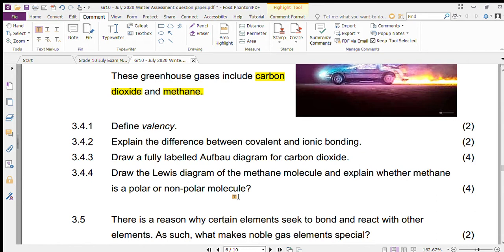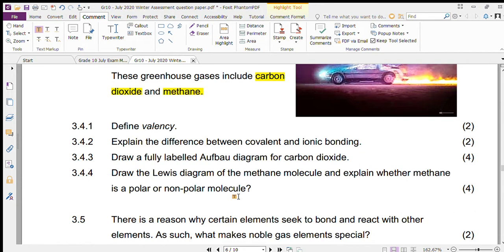3.4.2, very simple question, and this was easy marks. If you had made a mistake in a previous question, you could have made it up here, because all I wanted you to say is that covalent bonding is sharing and ionic bonding is the direct transfer. Where it went a little bit iffy was 3.4.3, when you had to draw the orbital diagram for carbon dioxide. Now this was directly from the book. I wasn't expecting you to draw a diagram of a compound that you've never heard before. It was from the book.